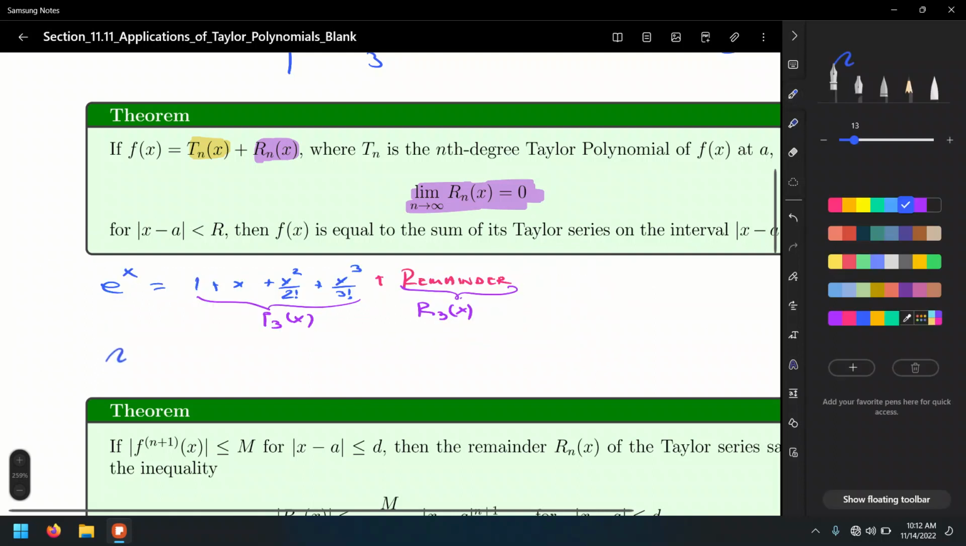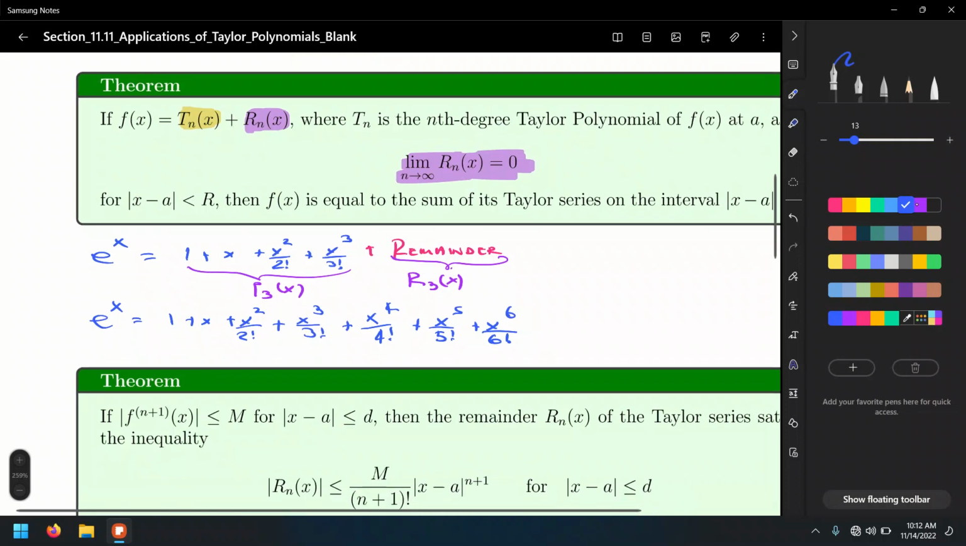If we want e to the x equals 1 plus x squared over 2 factorial plus x cubed over 3 factorial plus x to the 4th over 4 factorial plus x to the 5th over 5 factorial plus x to the 6th over 6 factorial. Well, in this case, we're using P6. That is the Maclaurin polynomial of 6th degree, which is going to give us a better approximation. However, this is not the actual value. That's just an approximation up to the 6th degree polynomial.